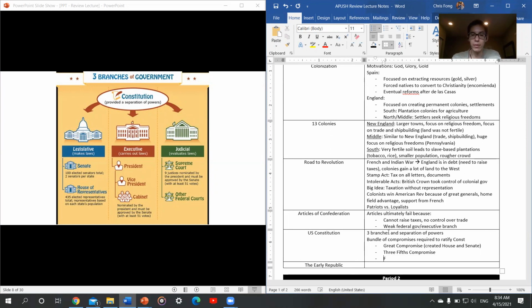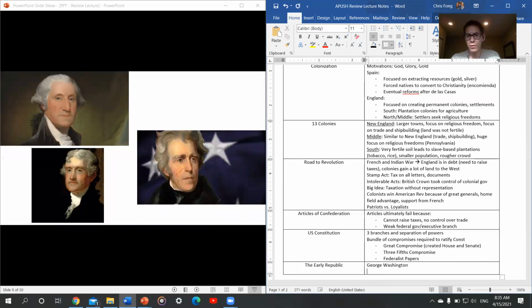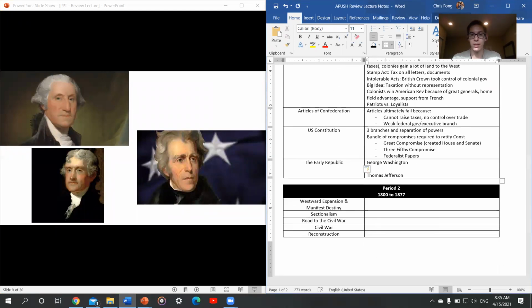And then you might want to remember the Federalist Papers. Alexander Hamilton, among others, wrote nearly 100 essays explaining why the Constitution should be ratified. And that ultimately brings us to the early republic. I'm going to focus mostly just on George Washington and Thomas Jefferson. We'll get to Jackson next lecture. So you should know a handful of key contributions for each president.